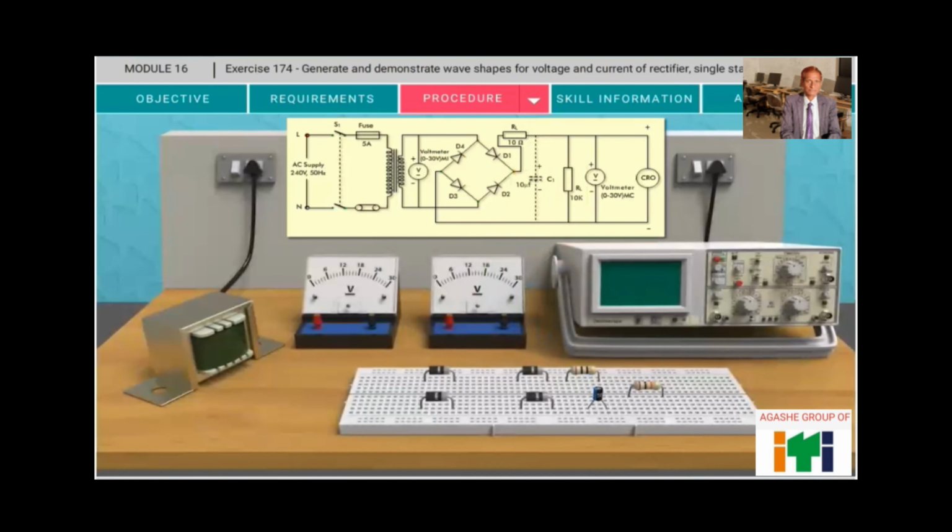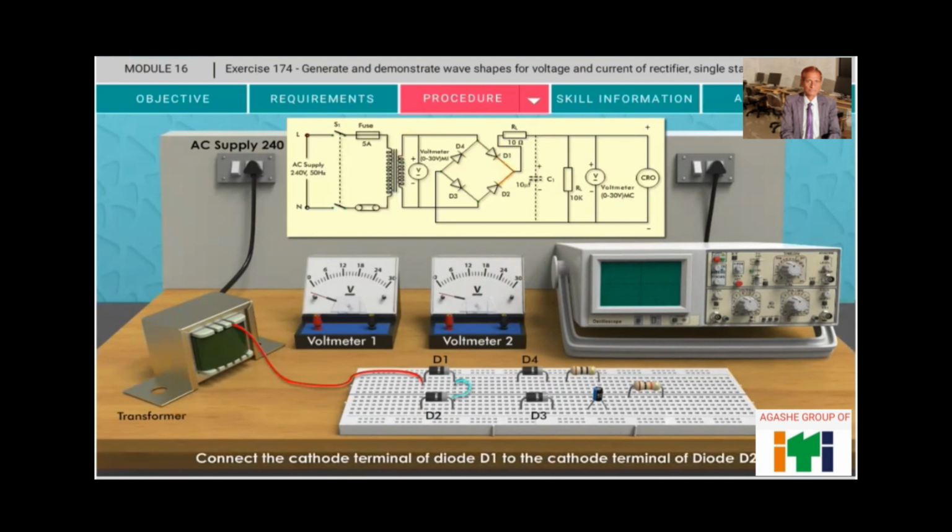Assemble the components on the breadboard as per the circuit diagram. Connect the phase terminal of the transformer to the anode terminal of diode D1. Connect the cathode terminal of diode D1 to the cathode terminal of diode D2. Now connect D2 anode terminal to D3 cathode terminal. Then connect the neutral terminal of transformer to the D2 anode terminal. Now join the anode terminals of D3 and D4. Then connect the D4 cathode terminal to D1 anode terminal.